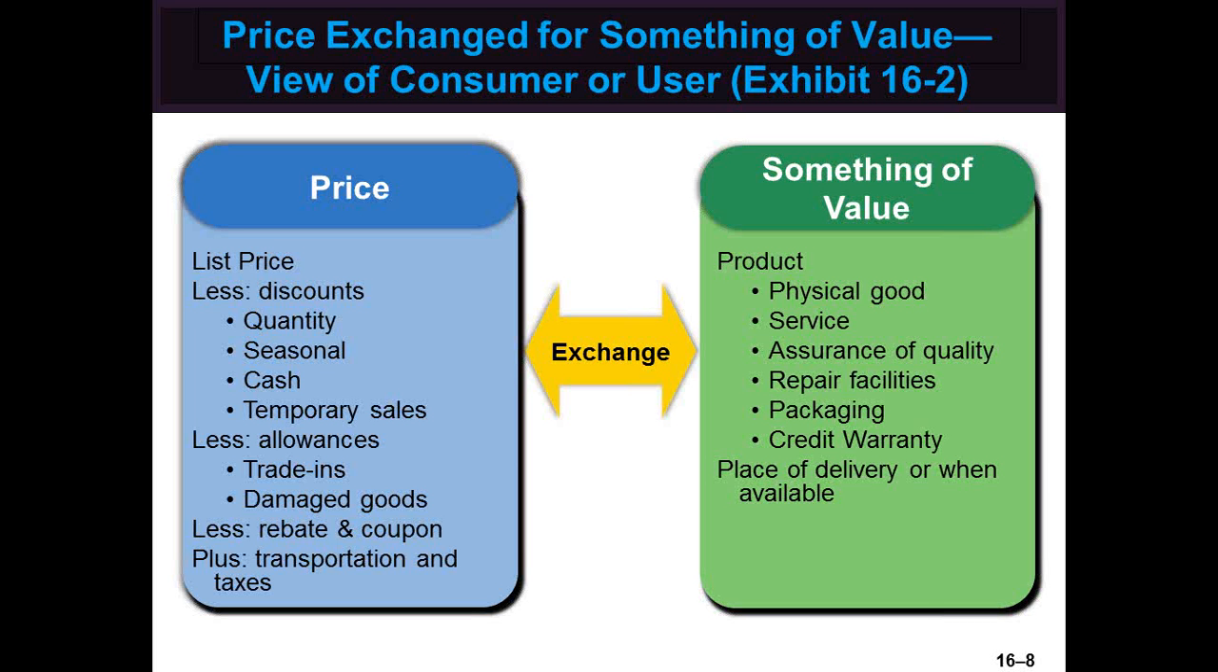And on the price side, discounts, allowances, rebates or coupons, transportation, and taxes may alter the list price. The price ultimately paid equals the value component. So as shown here, this component may be much more than a purely physical good and may encompass intangible value assessments, such as the assurance of quality.